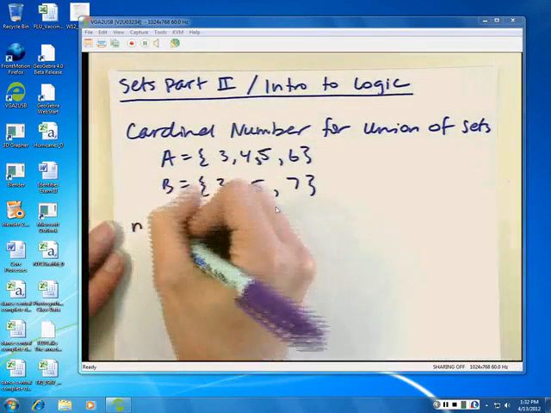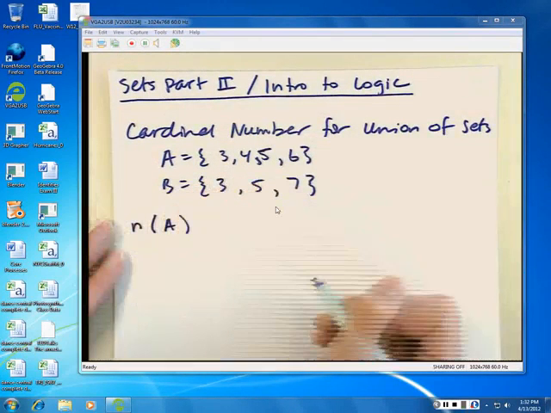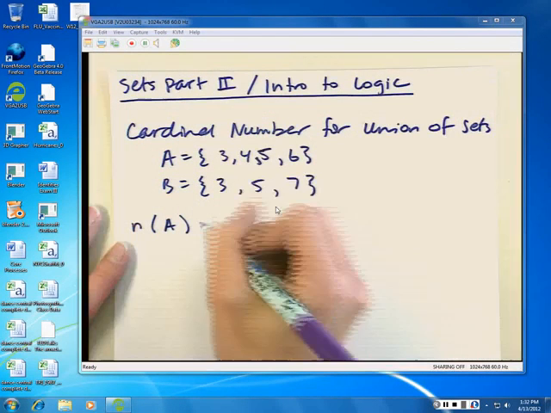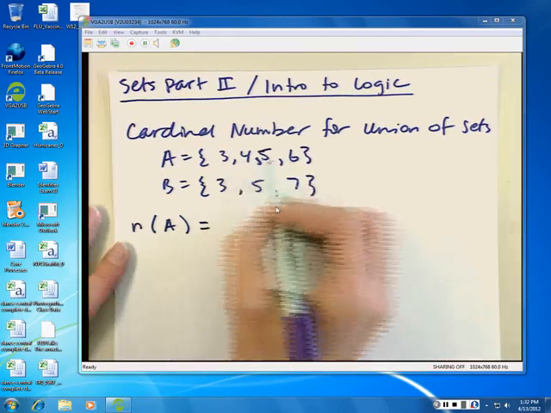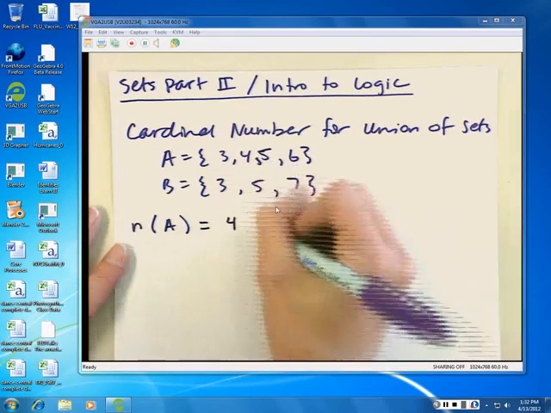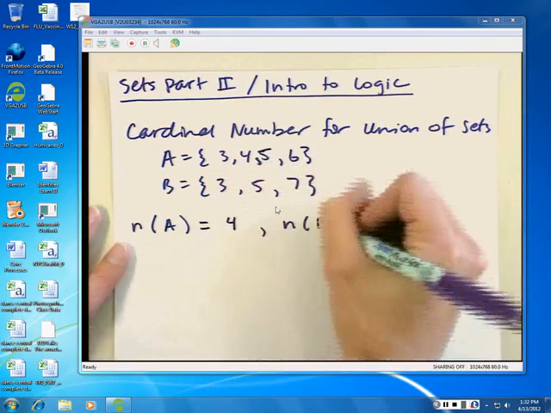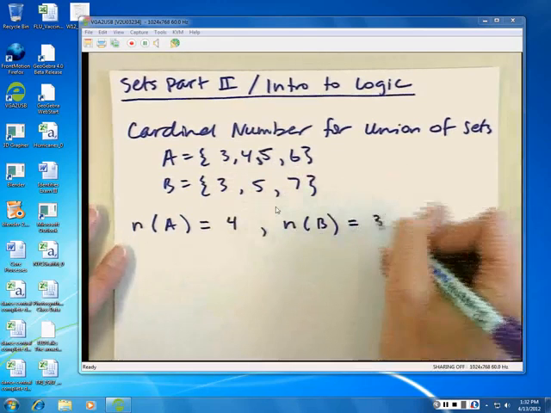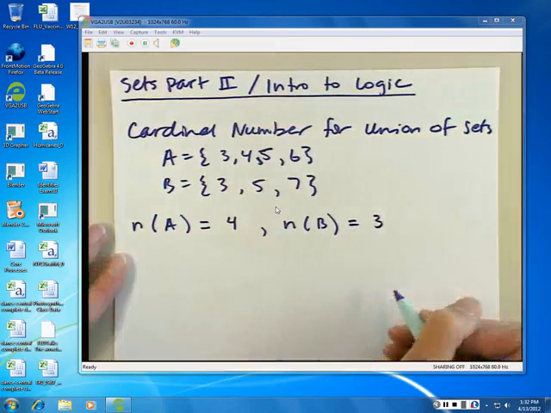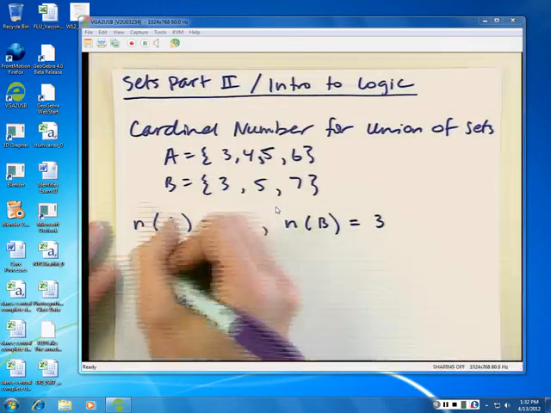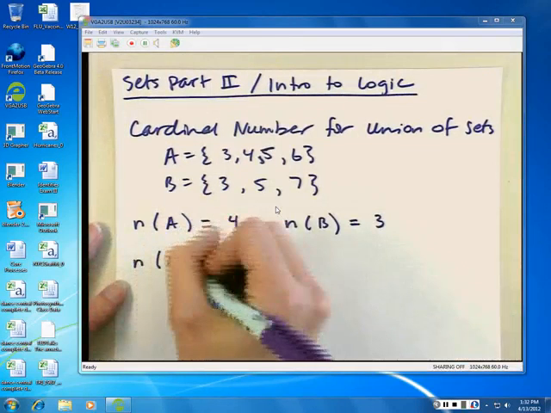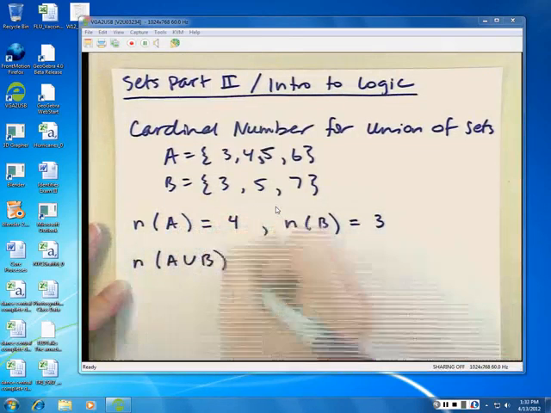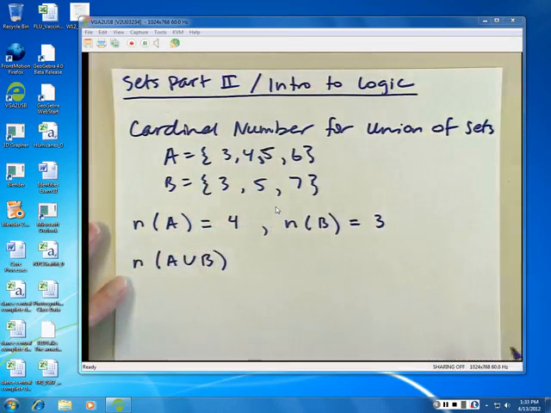So the cardinal number, or the size of set A, n of A, is equal to, it has 1, 2, 3, 4 elements. We also want to know what the size of B is. So the cardinal number for set B, it has 3 elements, so that's 3. And then finally that union. If I want to know the number of elements in A union B, I can do a couple things.